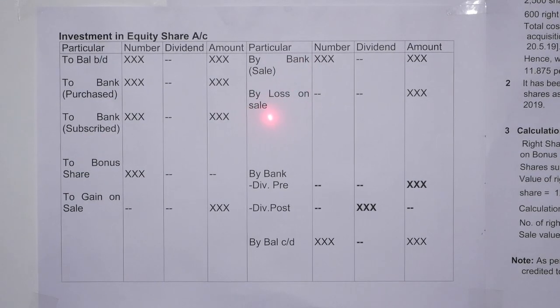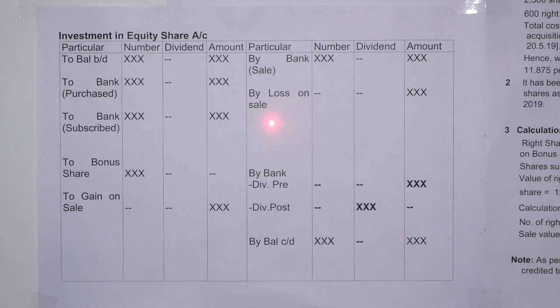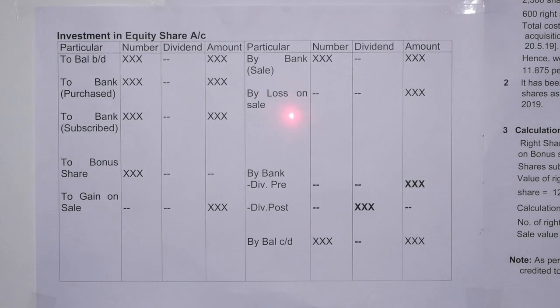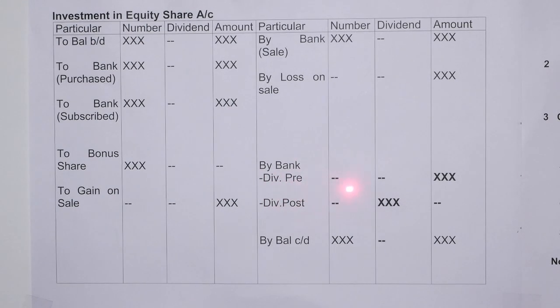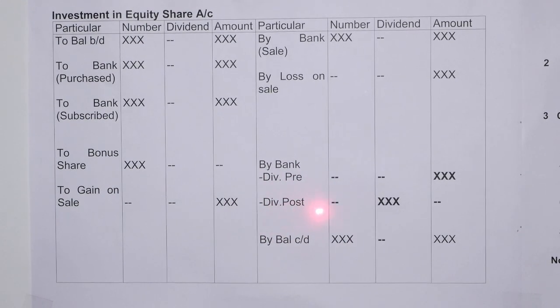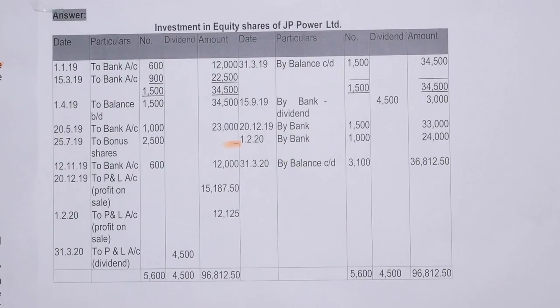If we get a loss on sale of shares, then it will be credited, and if we get a profit on sale of shares, then it will be debited. If we get dividend on the opening balance of shares, then it is treated as post dividend, and post dividend will be transferred to profit and loss account. And if we get dividend on purchased shares, then it is treated as pre-dividend, and pre-dividend is treated as a recovery of cost for purchased shares. Hence, it reduces the cost of purchase. It is not treated as an income. By bank, dividend, pre-dividend, post. Post dividend will be transferred to profit and loss account, and by balance c/d.